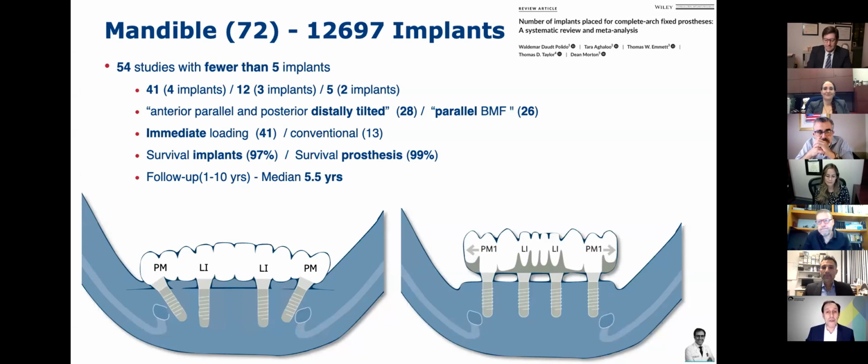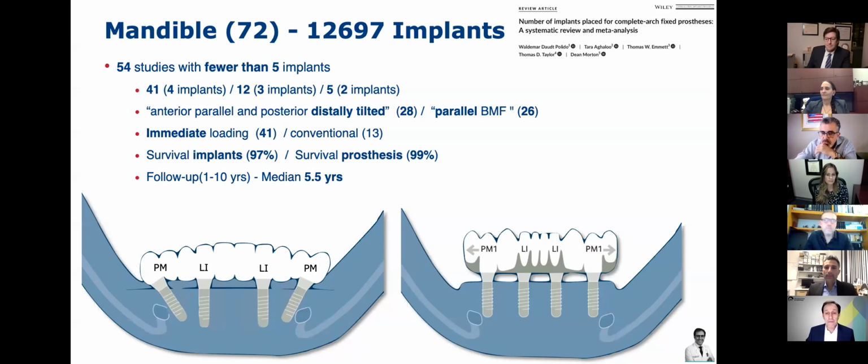used configuration was with 4 implants, with the anterior implants in a parallel fashion and the posterior ones distally tilted. That was 28 studies. And almost like a tie here, 50-50, with the parallel between the mental foramen, like Ed just mentioned, 26 studies. Now, very interesting was that immediate loading was the most commonly used protocol, 41 out of these 54 studies. And the survival rates didn't change that much. Actually, 97% for the implants, 99% for the prostheses, with a follow-up up to 10 years with a median of 5.5 years.